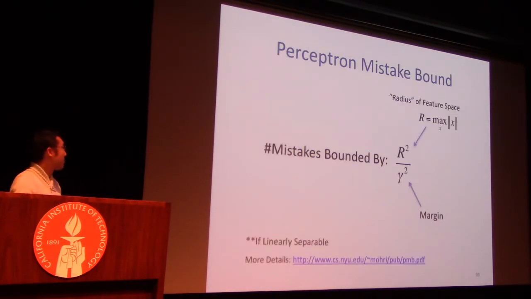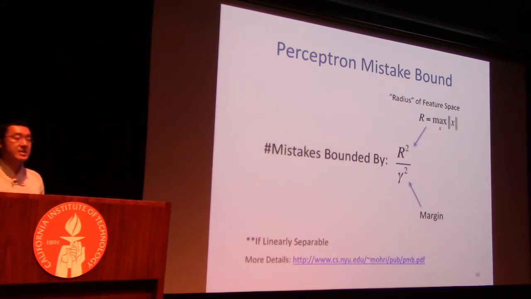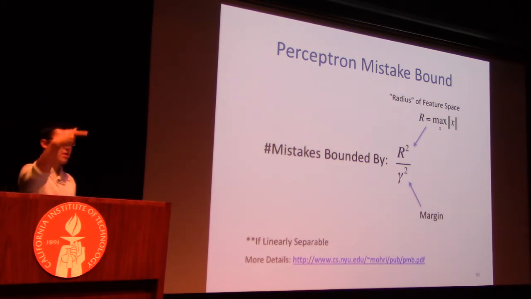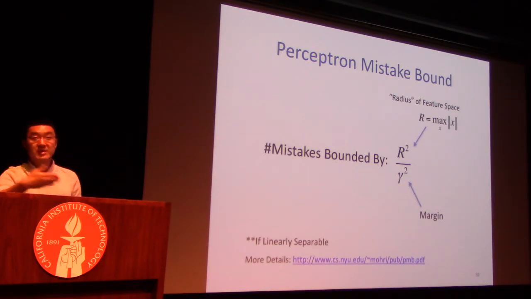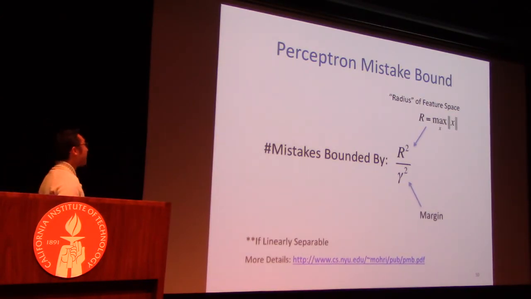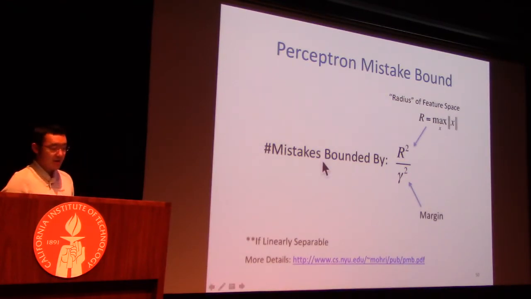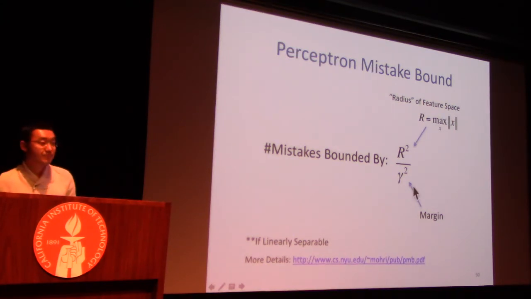And in particular, one can prove this kind of analysis, which says that the mistake bound of the perceptron, so how many mistakes the perceptron makes while it's doing learning, so how many updates it needs to make, because it only does an update if it makes a mistake, is upper bounded by r squared over gamma squared, where r is the size of the feature space, and gamma is the margin.